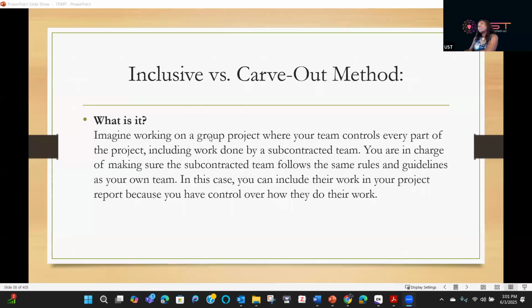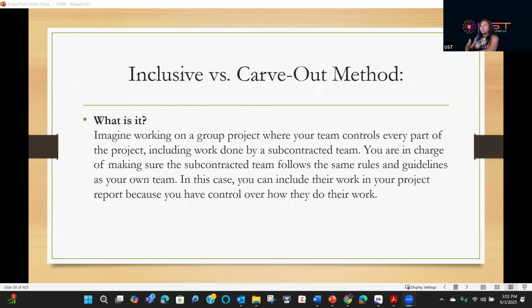Okay, so hi everyone, welcome to this session, Inclusive versus Carve-Out Method. So far we've talked about service organization auditors coming in to assess the organization's systems and to issue a report, a SOC 1 or Type 2 report. But what type of methodology or kind of assessment would they carry out? And that's what we are discussing here.